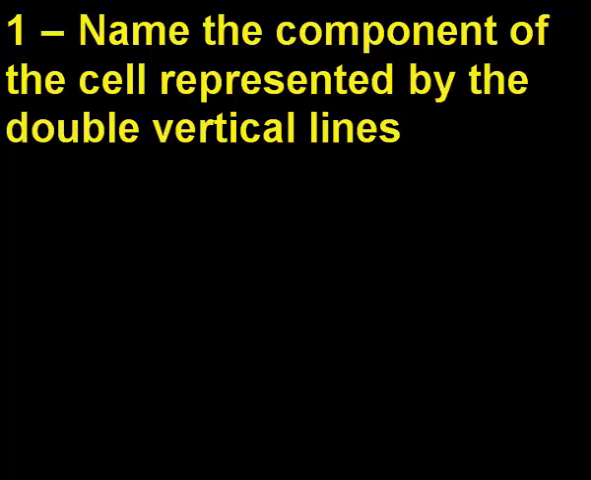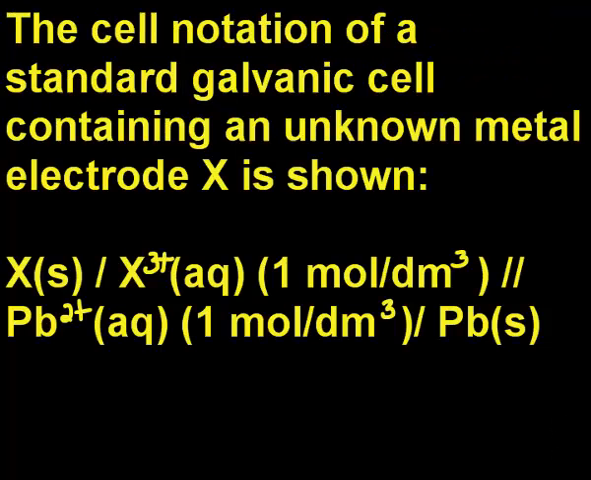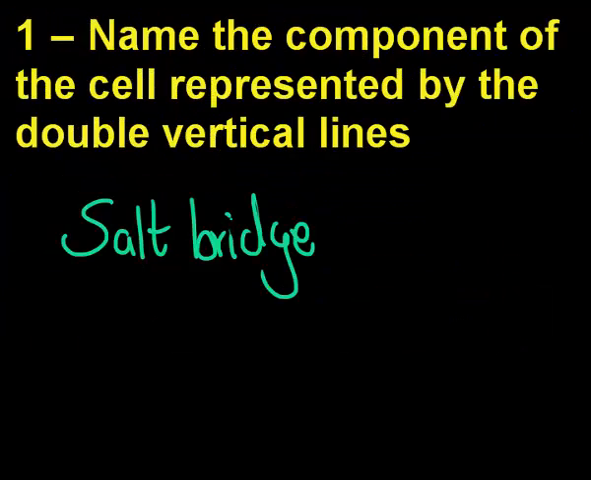Now the first question asks us to name the component of the cell that's represented by those double vertical lines. The double vertical lines refers to our double lines over here, which indicates the salt bridge. So the first answer is thus salt bridge.